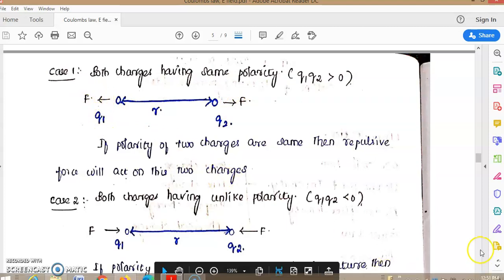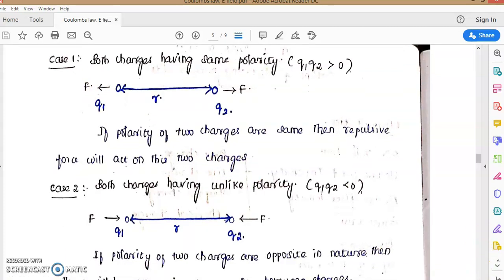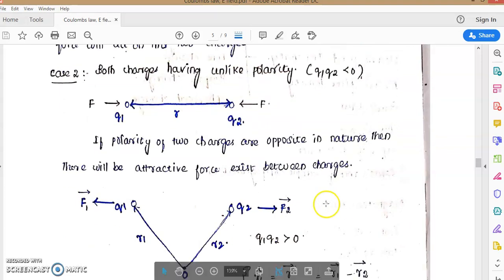Coming to case 2, both the charges having unlike polarity, that is different polarity. If the polarity of two charges is opposite in nature, what will it do? It will attract each other. So here I have given the forces in the inverse direction, that is towards the charge.